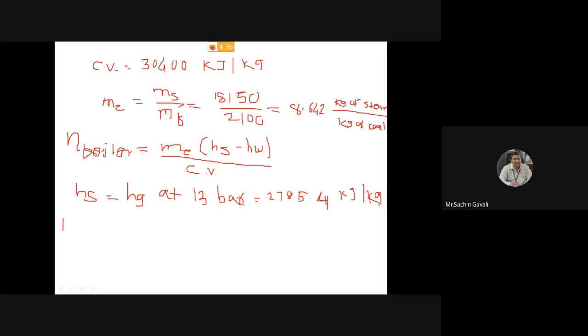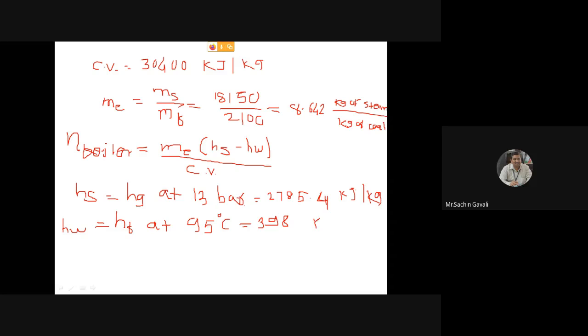Then HW is equal to, who will tell? HF. It is HF at what temperature of feed water? 95 degrees Celsius. So which table number do we have to see? Table number 1, correct? Temperature is given and we have to calculate HW is equal to HF at 95. And what is the value? Anybody? 398. Table number 1. To extract this value, we have to go to the steam tables.